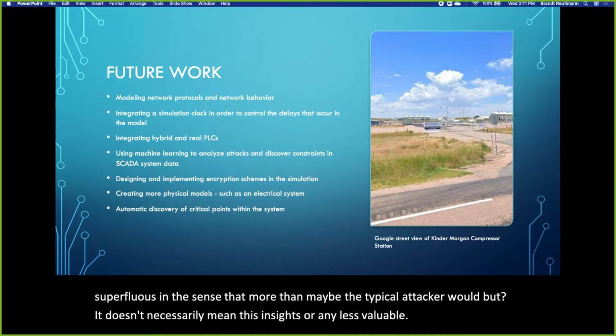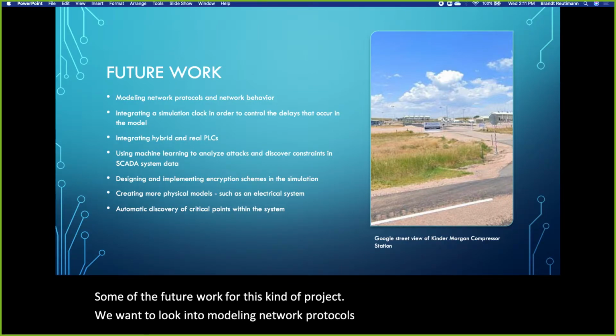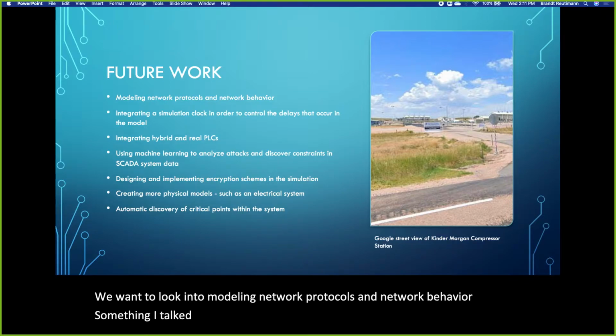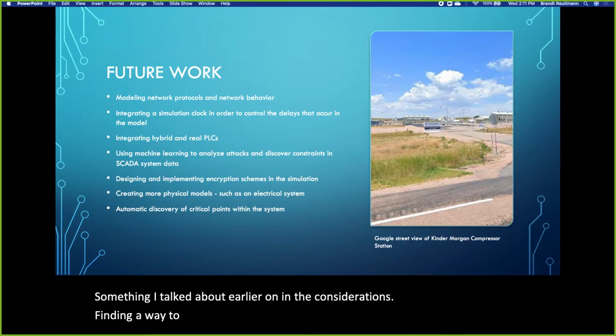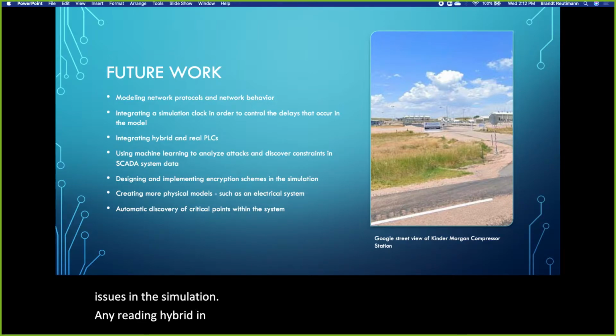So some of the future work for this kind of project, we want to look into modeling network protocols and network behavior, something I talked about earlier on in the considerations. Finding a way to synchronize everything so we can resolve some of those timing issues in the simulation. Integrating hybrid and real PLCs, which we talked about quite a bit. And then some other interesting things.